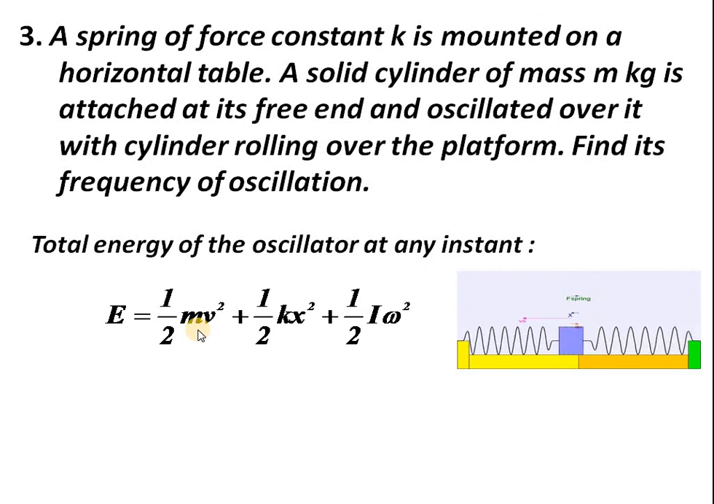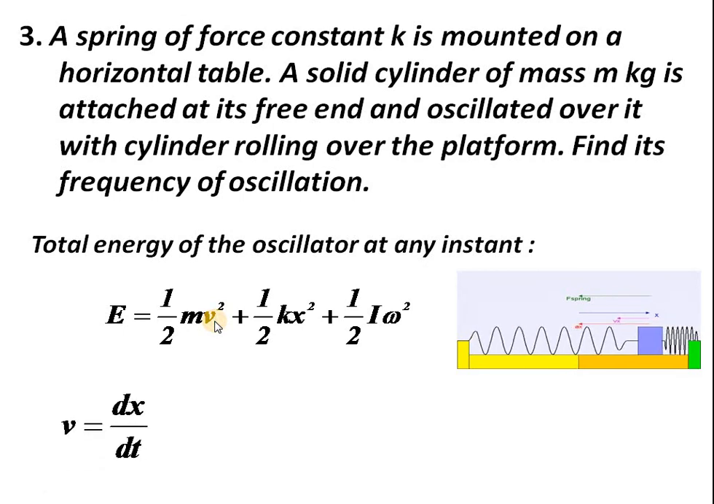What you have to find is the frequency. So what we have to do? You should get a standard differential equation of the form d square x by dt square plus omega 0 square x is equal to 0. So we can convert this energy into that equation. So how will we do it? You can write velocity in terms of x. Velocity is equal to dx by dt.